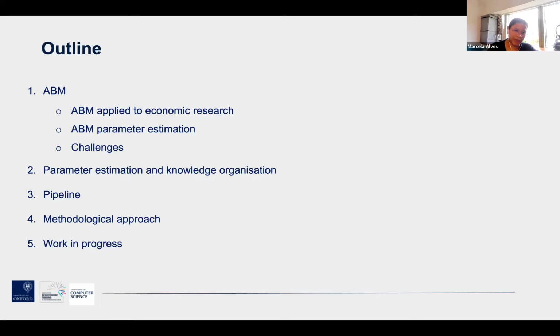Then we will talk a little bit about the parameter estimation of those models and the challenges. Why is that a challenge? Why is it worth it to have a PhD on this topic? And a whole bunch of conferences on this topic. Then we will talk a little bit about what parameter estimation and knowledge organization have to do with it. We will take a look at the pipeline that I have been studying and trying to improve. Then I will discuss the methodological approach I have been using so far and the challenges lying ahead, and a little bit of the work in progress.